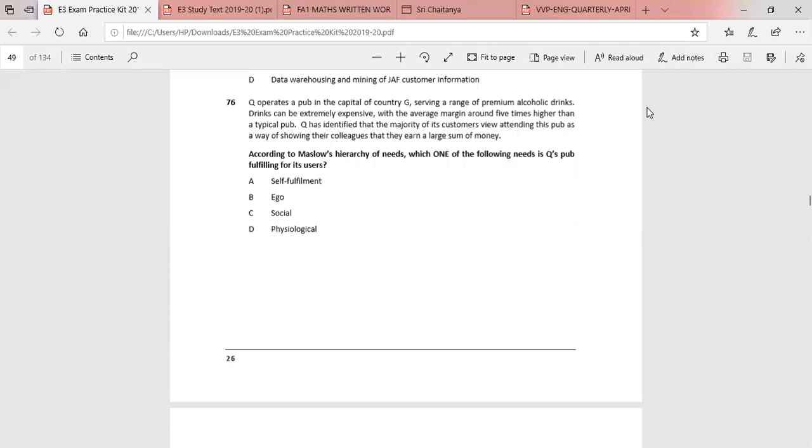I already told you that it's not social. It is about pub culture, and drinks can be extremely expensive. So in spite of that, if they want to take it up, then it is about their ego satisfaction. It is not social. It is about ego.